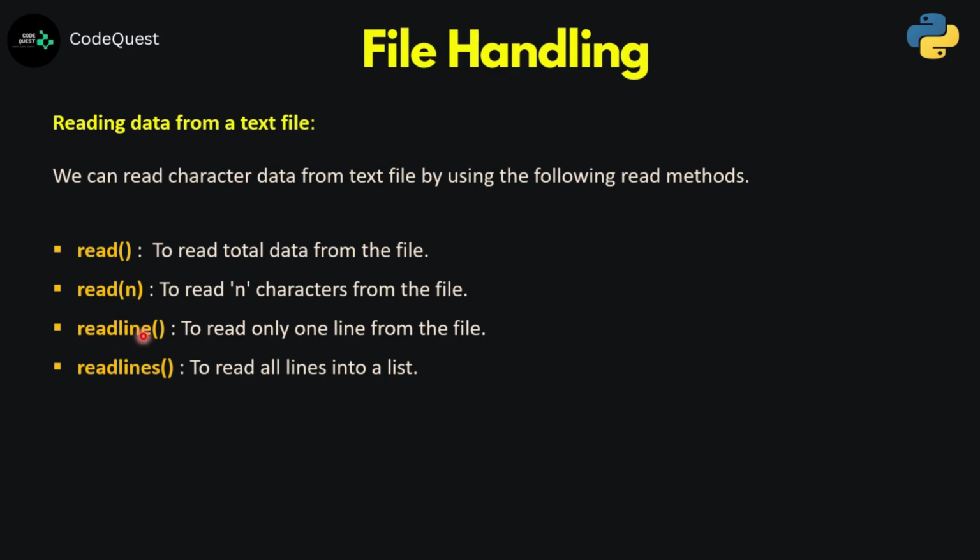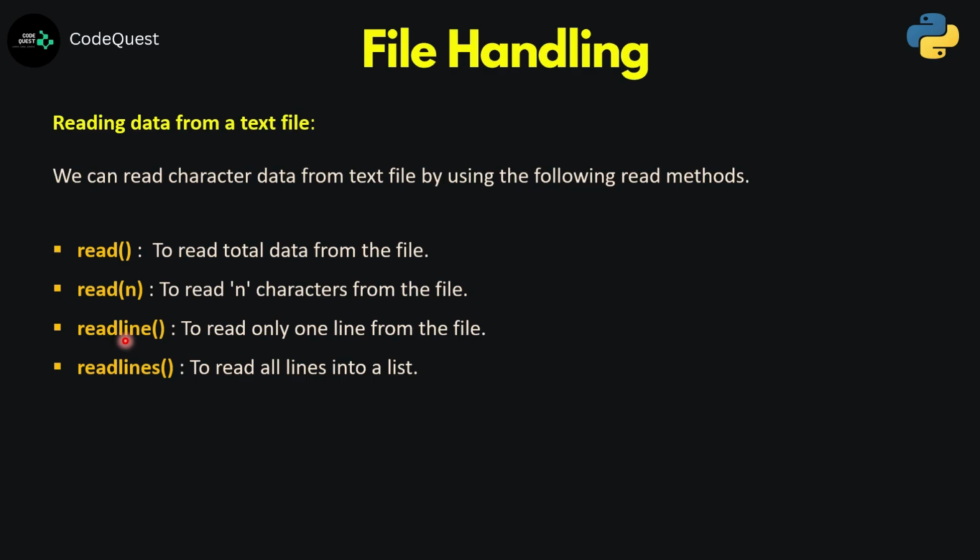Now readline, as the name indicates, allows me to read only one line at a time. Suppose a file has 10 lines and we have opened the file in read mode. As we know, the file pointer or the file object will be at the beginning. So readline is going to fetch me only the first line of the file.